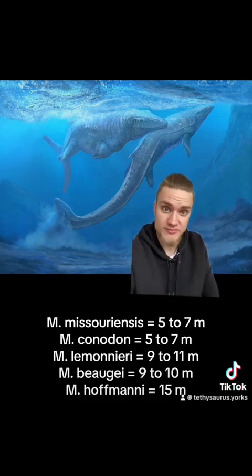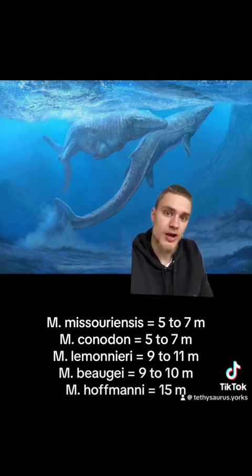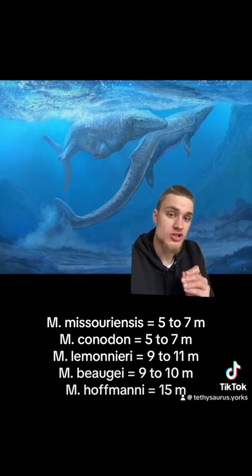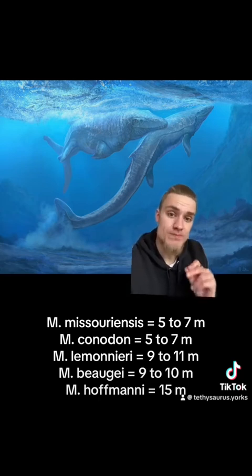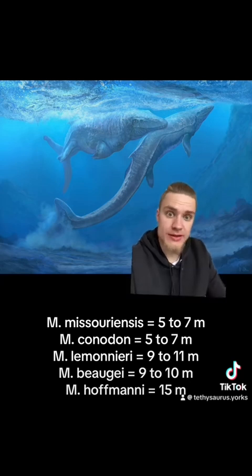Now, Mosasaurus missouriensis, as I said earlier, was about 5 meters. Conodon was probably about the same size. Bugai and lemonnieri were probably about 9 to 10 meters. Mosasaurus hoffmanni could possibly reach up to 50 feet. That's 15 meters long. And it was truly built for taking on everything.